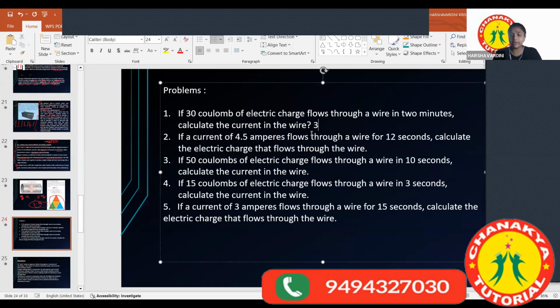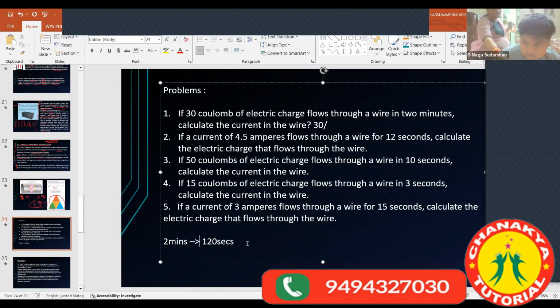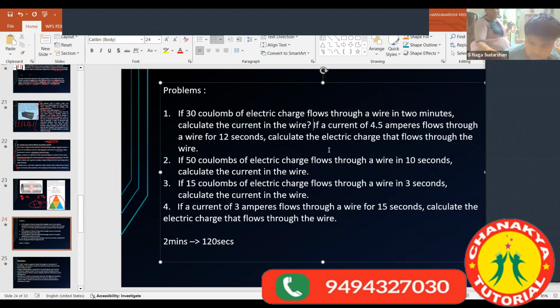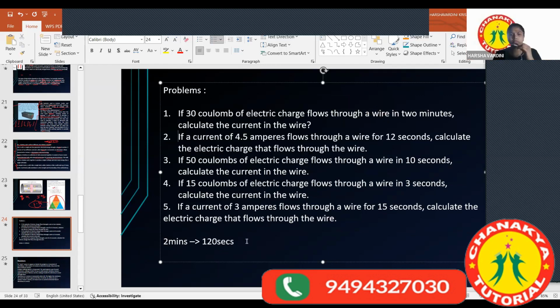So basically the answer will be 30 by 120. What is 2 minutes in seconds? 120, right? So 30 by 120 will come to 1 by 4. So the answer is 0.25 amperes.